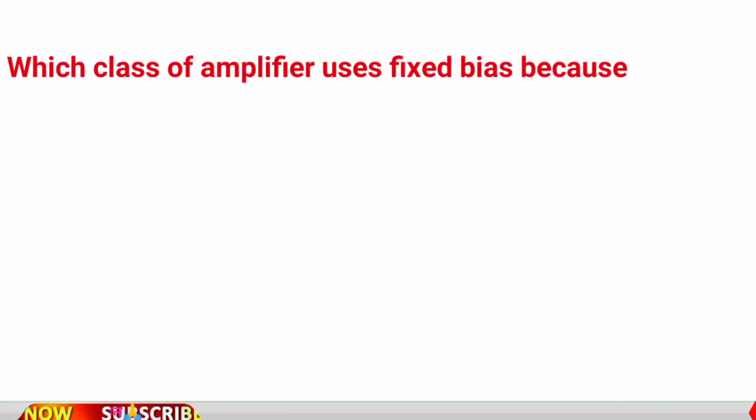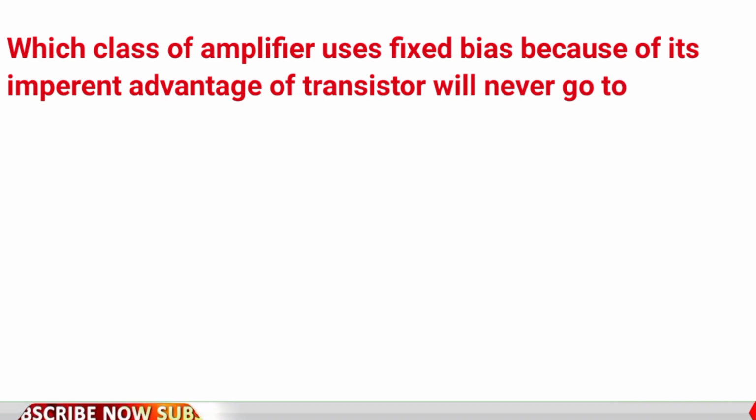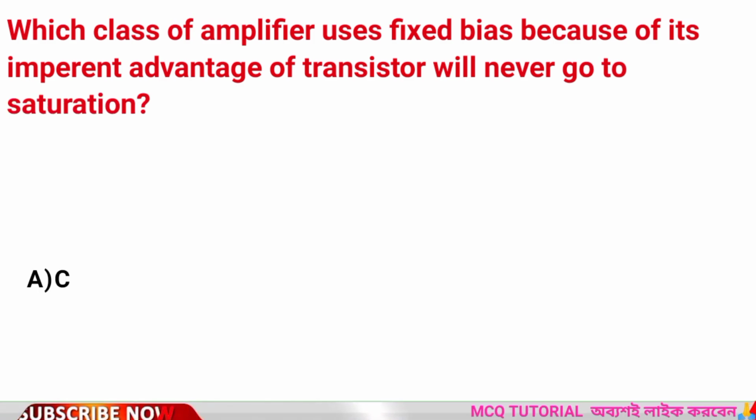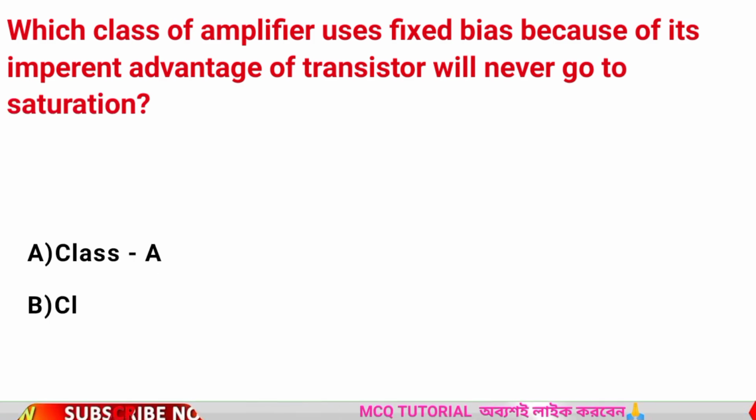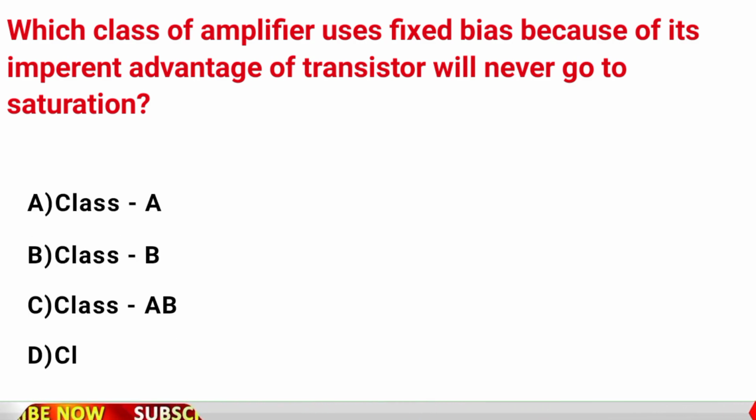Which class of amplifier uses fixed bias because of the inherent advantage that the transistor will never go to saturation? Option A, Class A. Option B, Class B. Option C, Class AB. Option D, Class C.